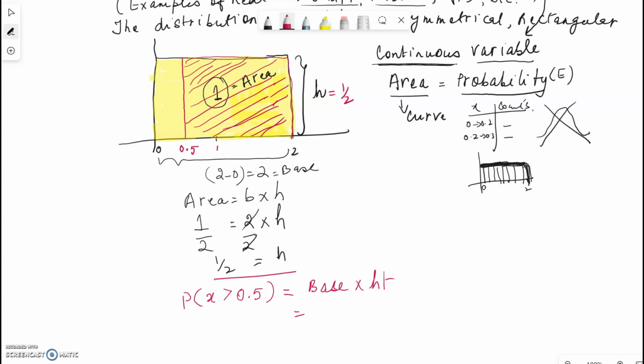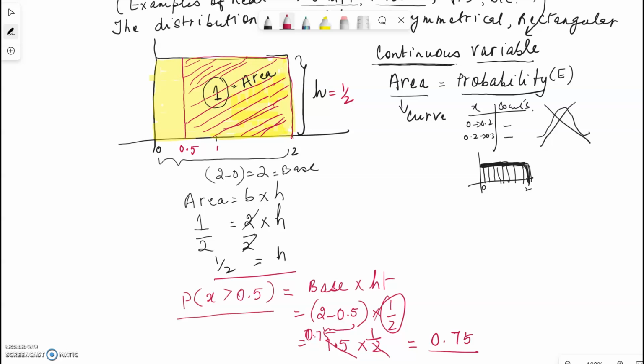The base is from 0.5 to 2. So take the higher number, subtract the lower number, and that gives us the measurement of the base, times height, which is half. So this is 1.5 times half, I'm sorry. So that is 0.75, and you cancel the 2 with 1.5. Just use your calculator. That will be 0.75. So that's a half, not a 2. So this is how you calculate the area. And why do we care about the area? Because the area is equal to the probability.